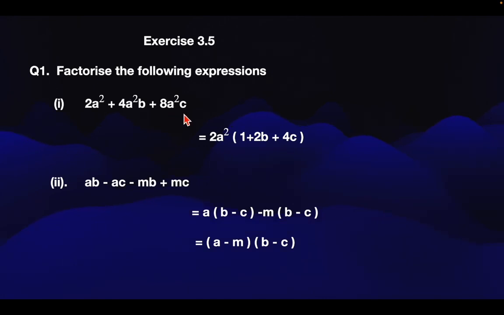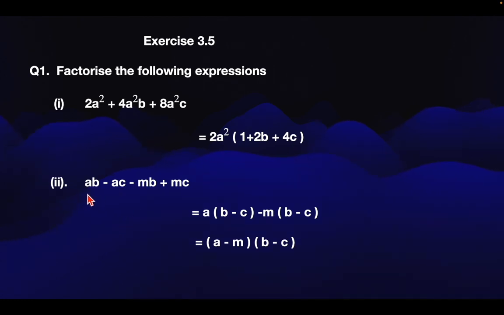So if you factorize this, you get this as the answer. The factors of this polynomial are 2a square and the bracket 1 plus 2b plus 4c. This whole thing within the bracket is a factor.